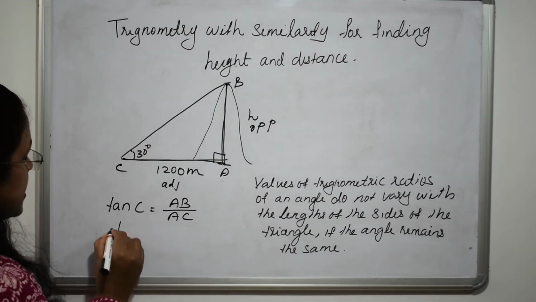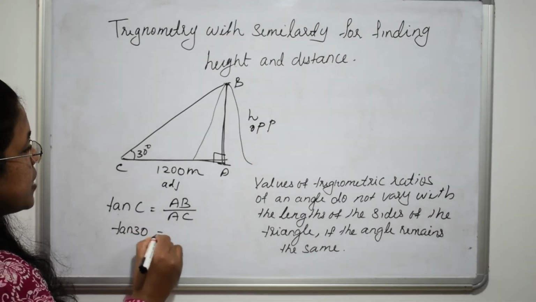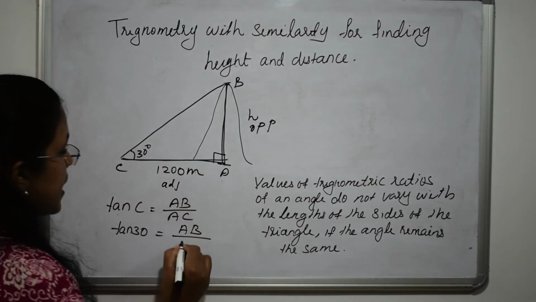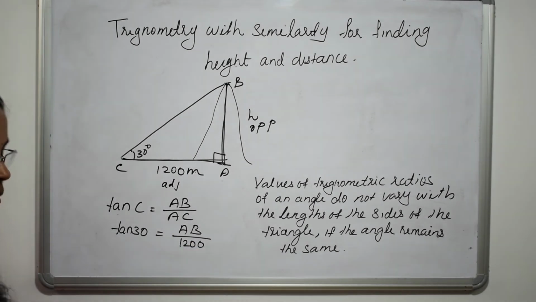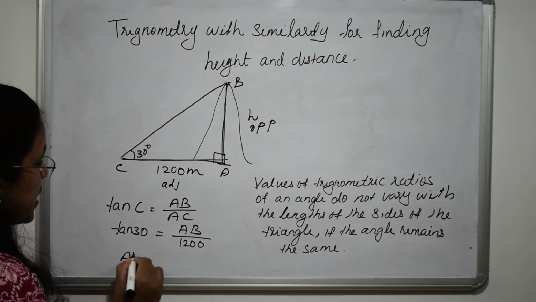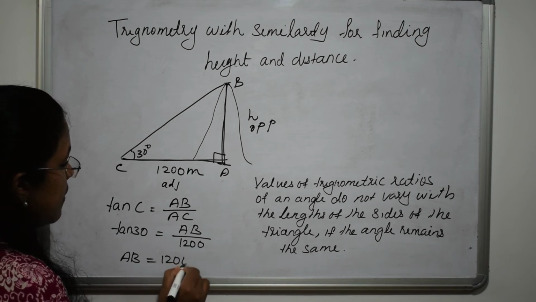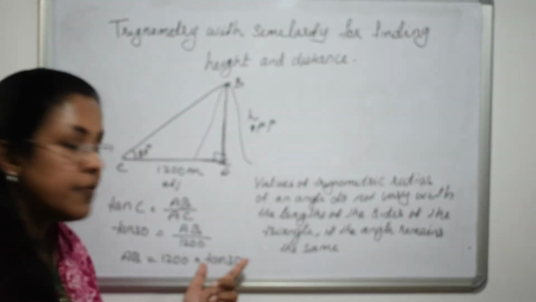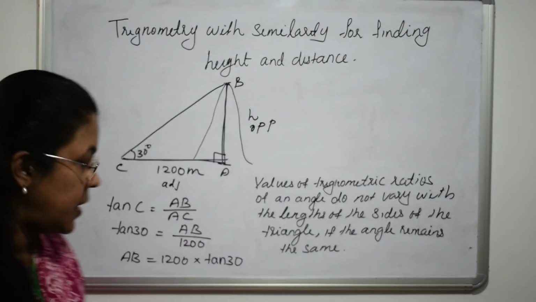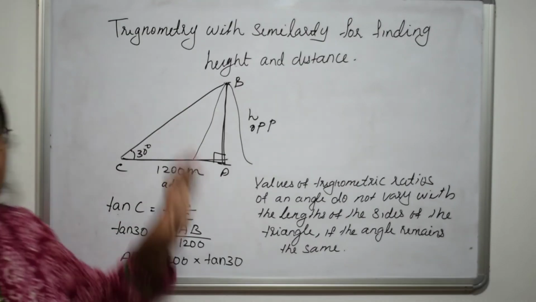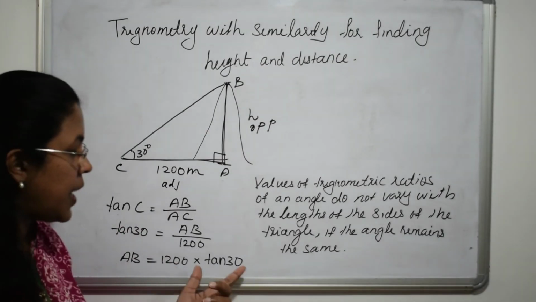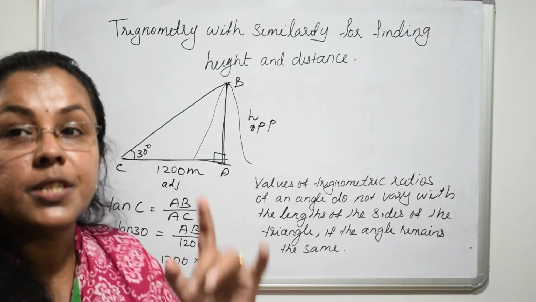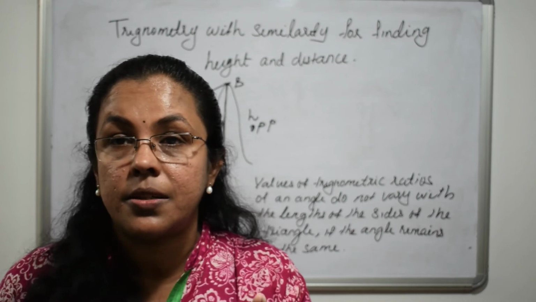Then tan 30 is equal to AB upon, in place of AC we can write 1200. On cross multiplying we get AB is equal to 1200 into tan 30. If the value of tan 30 is given, then we can calculate the height of the mountain. There are tables which provide the values of trigonometric ratios. This is the use of trigonometry in finding height and distance.